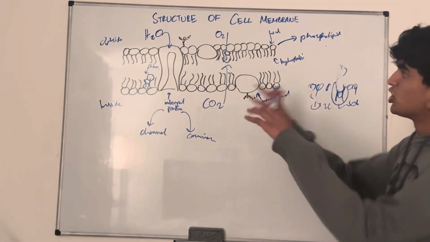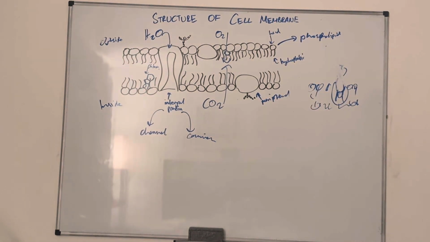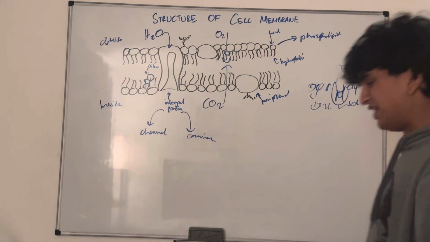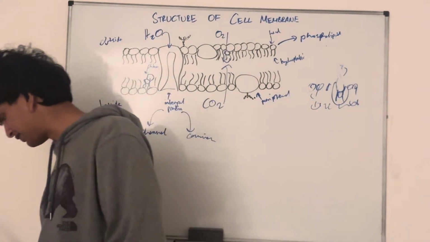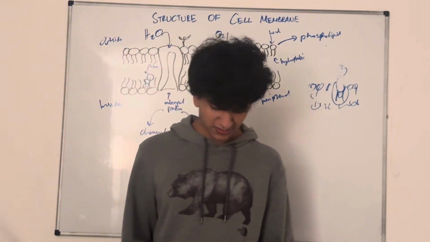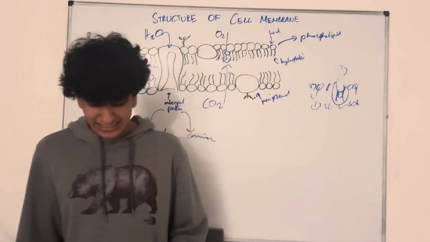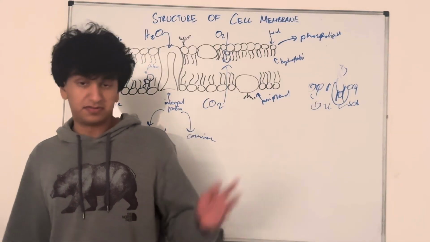But once again, I'm just showing you what a cell membrane is made up of. That is basically the main components. Let's see if I missed anything from my notes. I don't think I really did. I think this is a cell membrane.